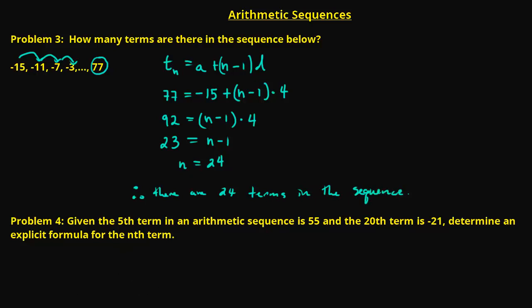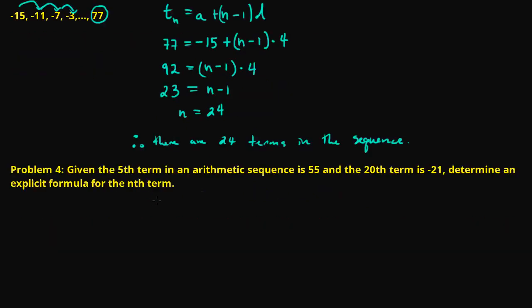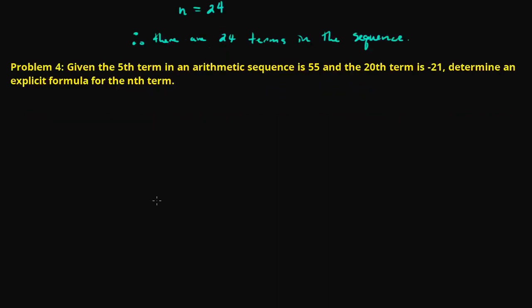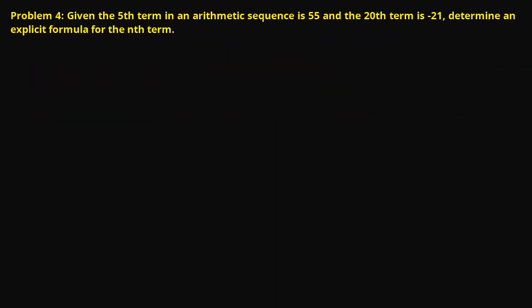Okay, so problem 4 says: given the 5th term in an arithmetic sequence is 55 and the 20th term is negative 21, determine an explicit formula for the nth term. Let's first think about the information we're given. We're told that the sequence is arithmetic, so we can assume that there's a common difference. The 5th term is 55 and the 20th term is negative 21, and it wants us to determine a general formula.